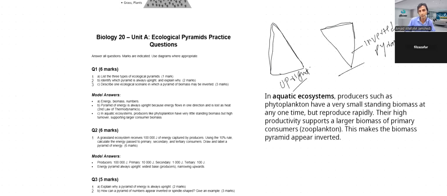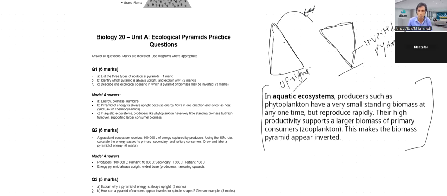So the examiner is asking this question. In case of energy, inversion is not possible. We don't have an inverted energy pyramid. That's excluded. We have two options: pyramid of number and pyramid of biomass. These two can be inverted, right? But the examiner is asking you to describe one ecological scenario in which a pyramid of biomass may be inverted. We have created this scenario here for ourselves, and you can create any other if you are quite creative.